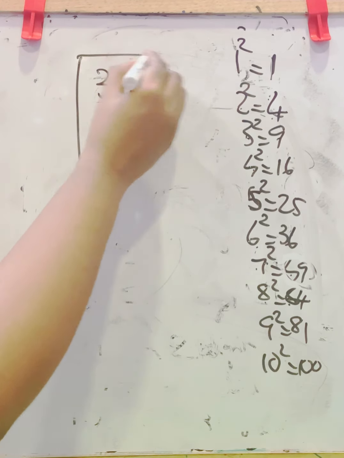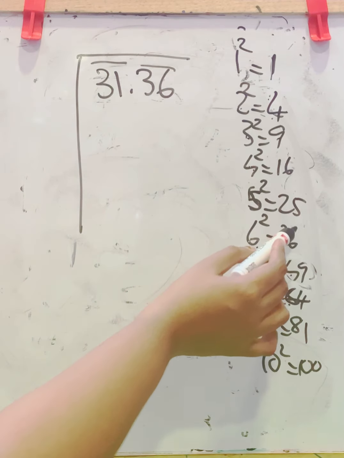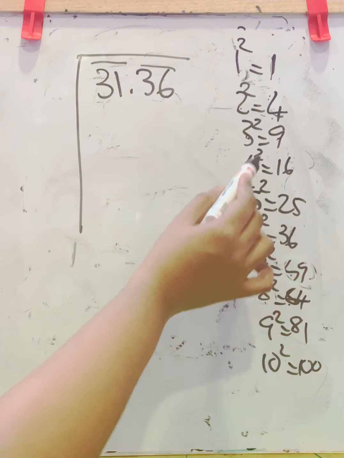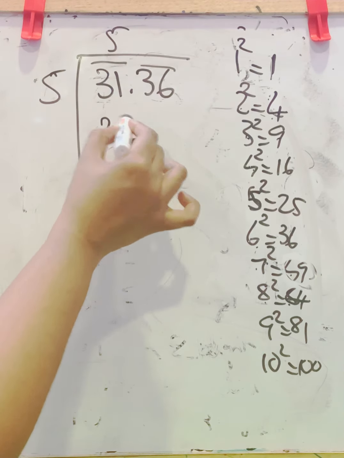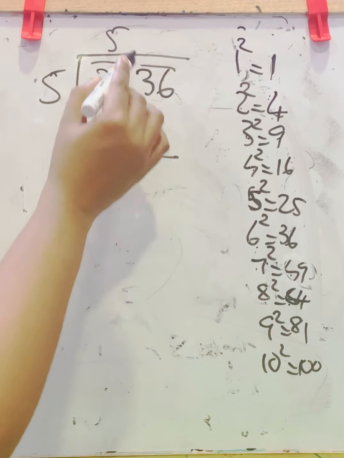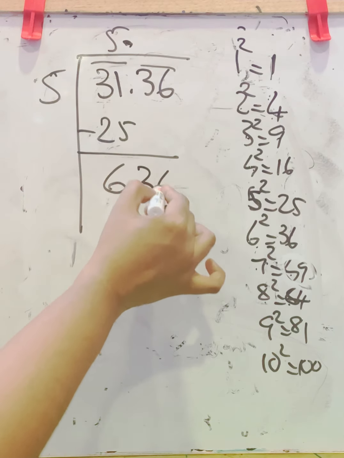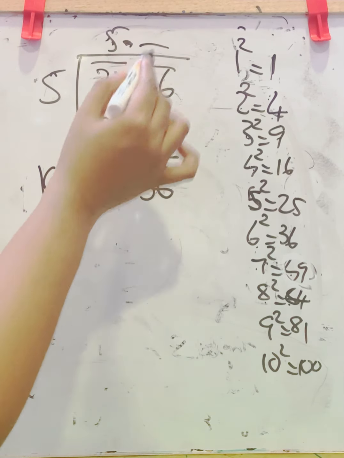31.36 square root. Pair it. 31 lies between 25 and 36. Among those numbers, 25 is the smallest. That means 5 square. 5 into 5 is 25. Subtract it. Again 6. Carry down this 36. But don't forget to put the decimal here. Now double this number. 5 2s are 10. Dash and dash.